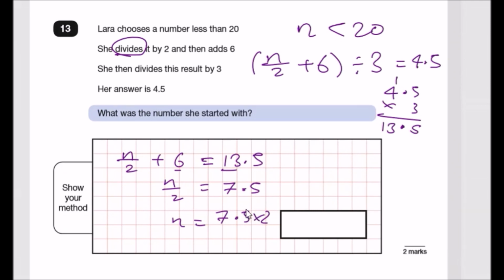The way I do it, we know that double 7 is 14 and double 8 is 16. And so 7.5 is in between, so it's 15. And this is less than 20? It is. And that's it. So the answer is 15, guys.